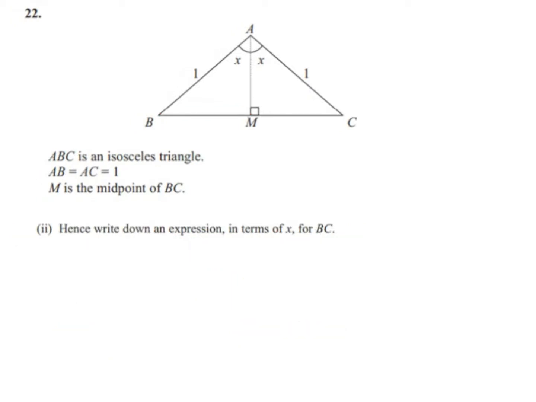Now in part 2, we're asked to write an expression in terms of x for BC. This is actually very easy, because the length BC is clearly twice the length BM. So BC is just 2BM. Now we already know what BM is, it's sine x. So BC must be 2 lots of sine x.